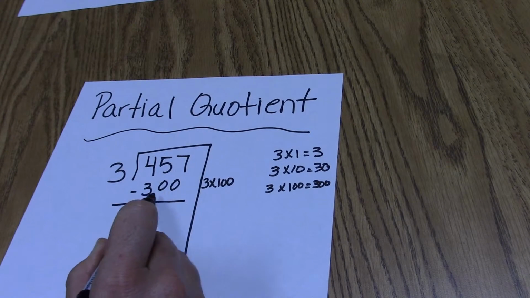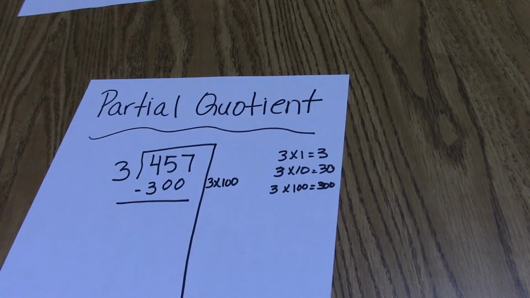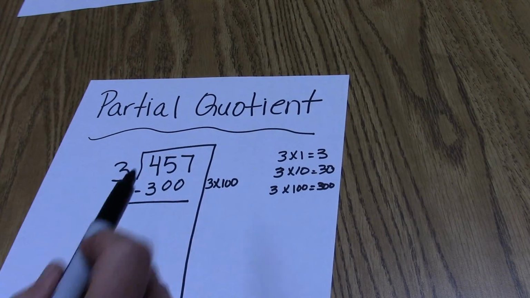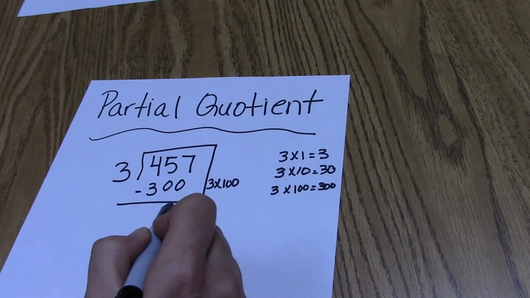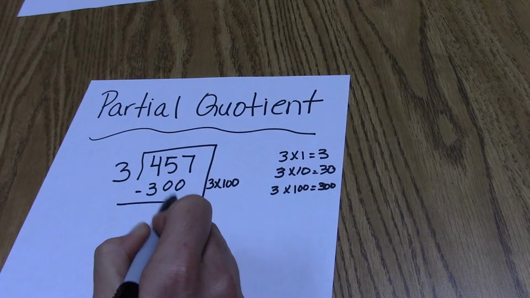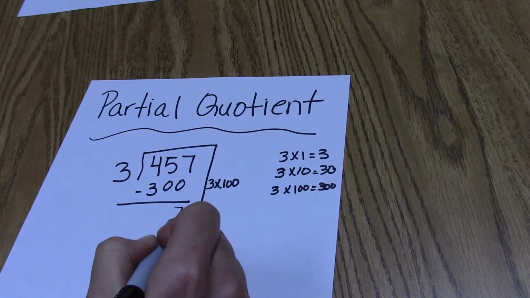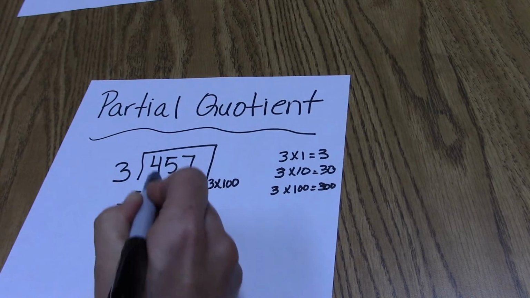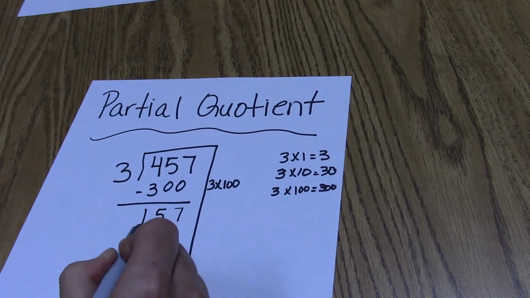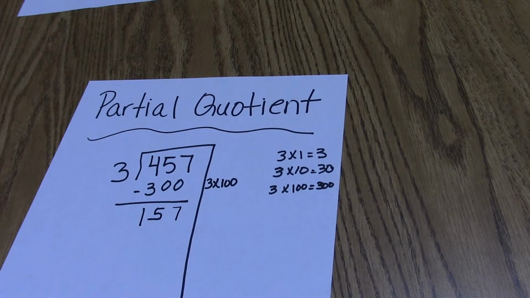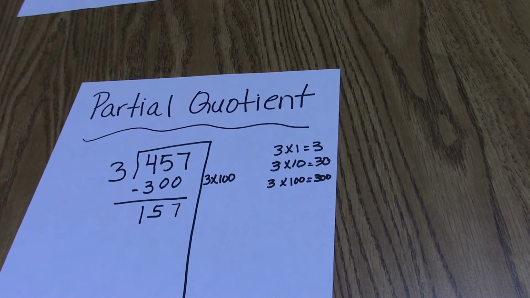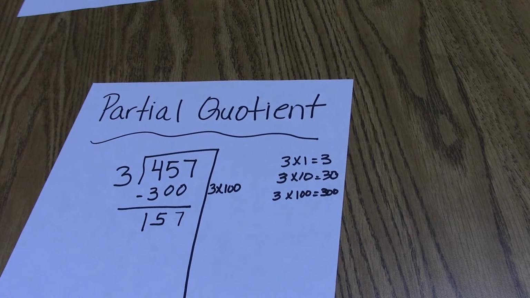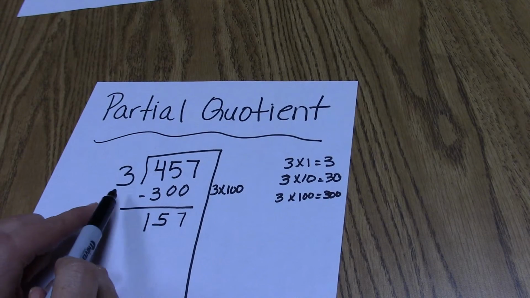And what's really nice when you use multiples of 10 is you really don't have to regroup here. So it's extremely easy to subtract without making a computation error. So I'm just going to go 7 minus 0 is 7, 5 minus 0 is 5, and 4 minus 3 is 1. So that leaves us with 157.